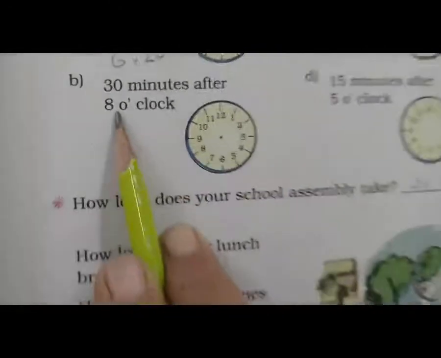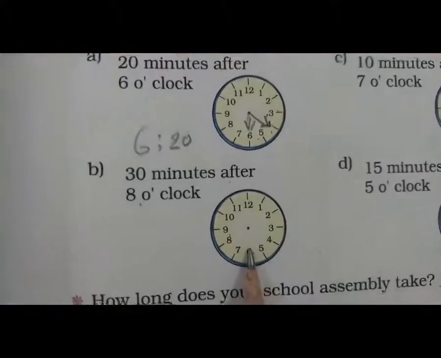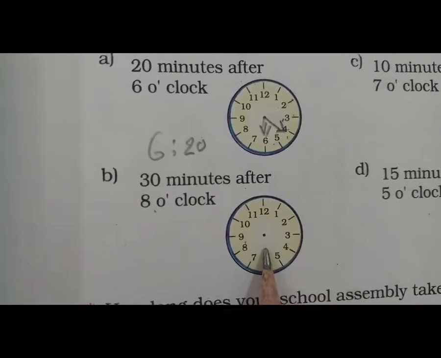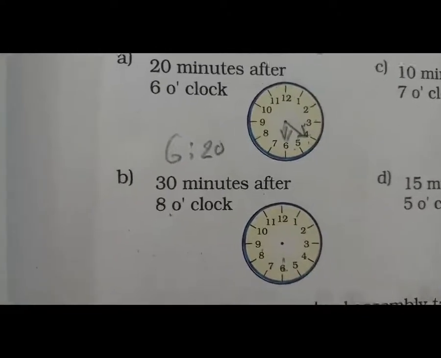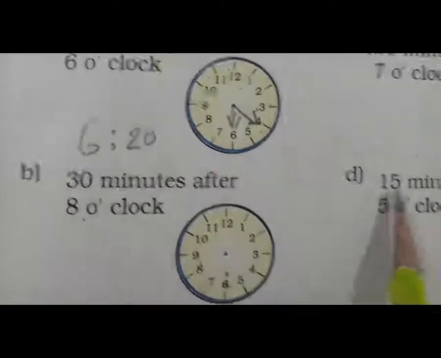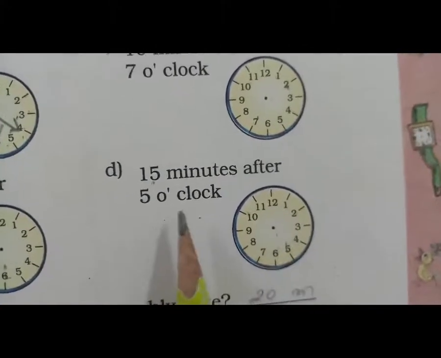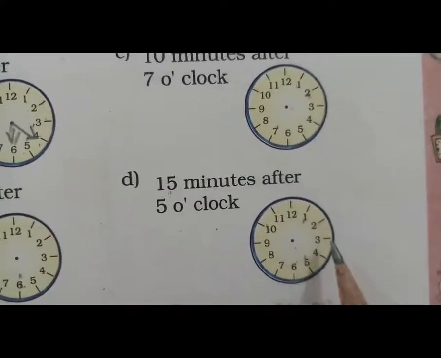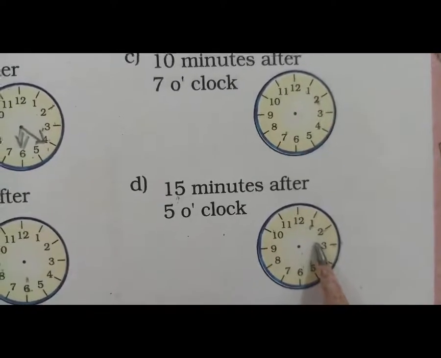In this clock, first of all, you have to draw the small hand on 8 and 30 minutes after 8 o'clock. So you have to show here the big hand on 6. So you have to write here 8:30. Here you draw the small hand on 5 o'clock. And the big hand is 15 minutes after. That means 5, 5 and 5. 5, 10 and 15. So you have to draw here the big hand on 3.